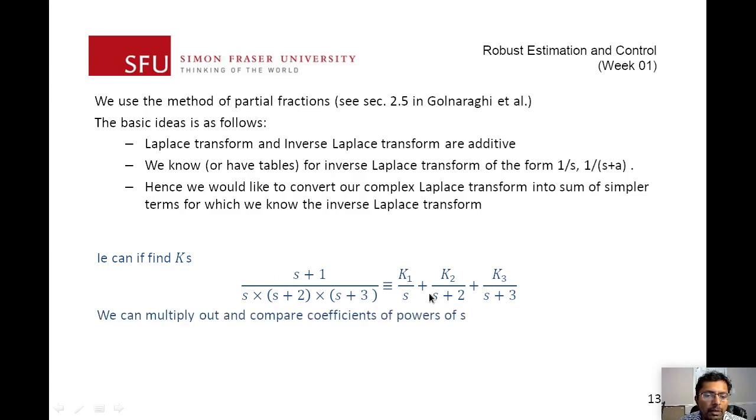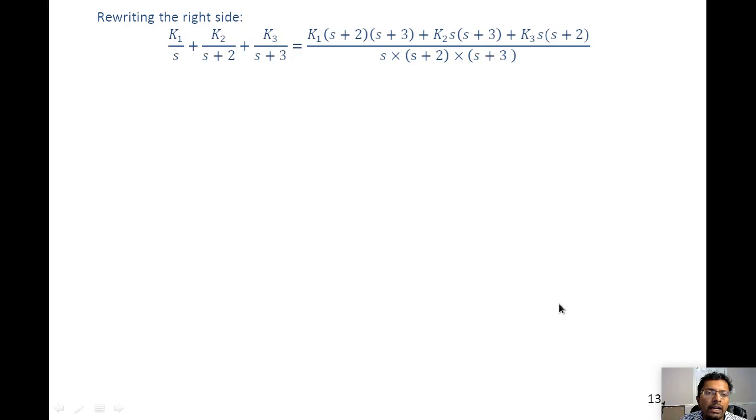So we're going to multiply the terms and then equate the powers of s. How do we do that? We're going to rewrite the right hand side. So we multiply this, and this becomes k1 times (s plus 2) times (s plus 3), and then k2 times (s plus 3), and then k3 times (s plus 2). Essentially, whatever is there at the denominator, that term would be missing from this product.